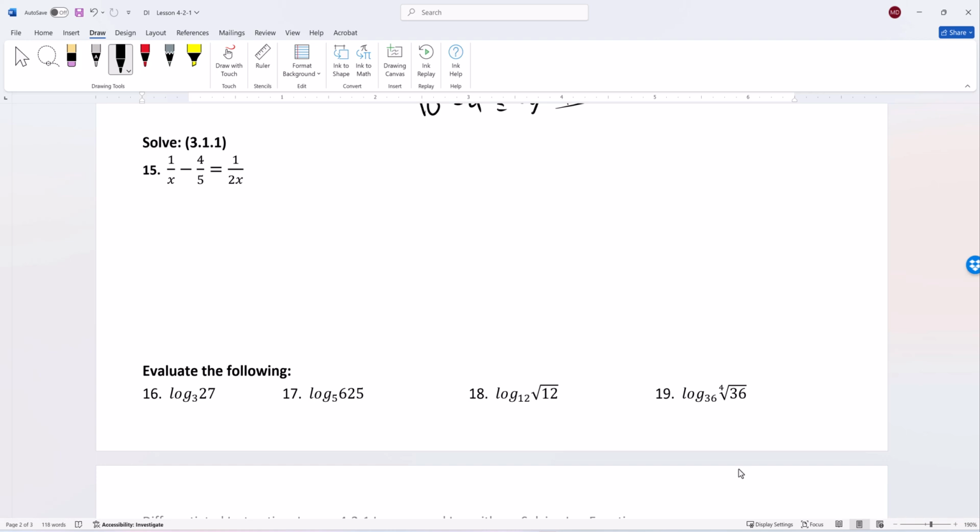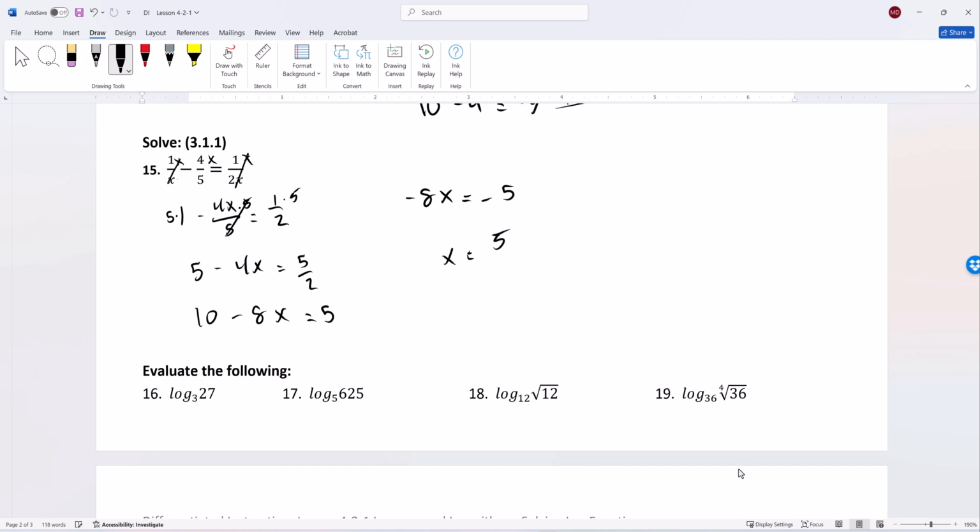To get rid of or solve a rational equation, you just multiply by what's in the denominator. So I have an x in the denominator, so I'm going to multiply everything by x. And those x's cancel out. Then I have a 5 in the denominator, and so you're going to multiply everything by 5. And then I have a 2 in the denominator, so I'm going to multiply everything by 2. Subtract the 10. Divide by the negative 8.